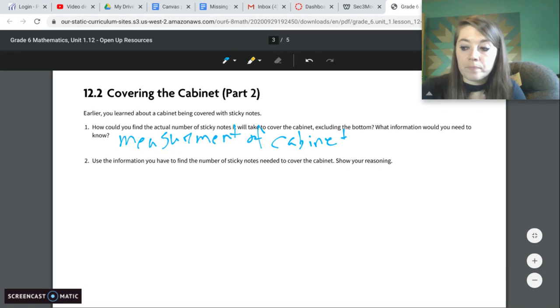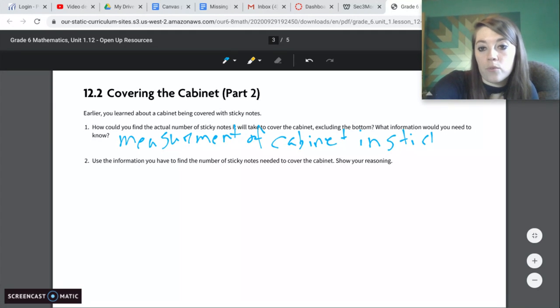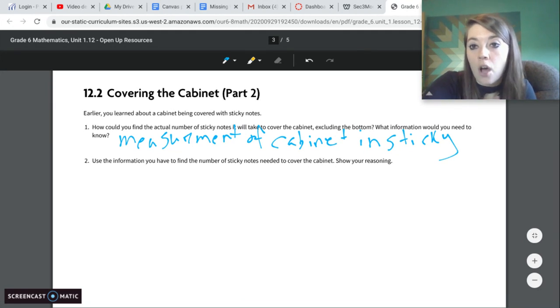We also need to know how many sticky notes cover the length of the sticky notes. So, the measurement of the cabinet in sticky notes. So rather than knowing that the cabinet's 5 feet tall, knowing that the cabinet is 20 sticky notes tall, that'd be most helpful to us since we want to find out how many sticky notes it's going to take to cover. So the measurement of the cabinet in sticky notes.